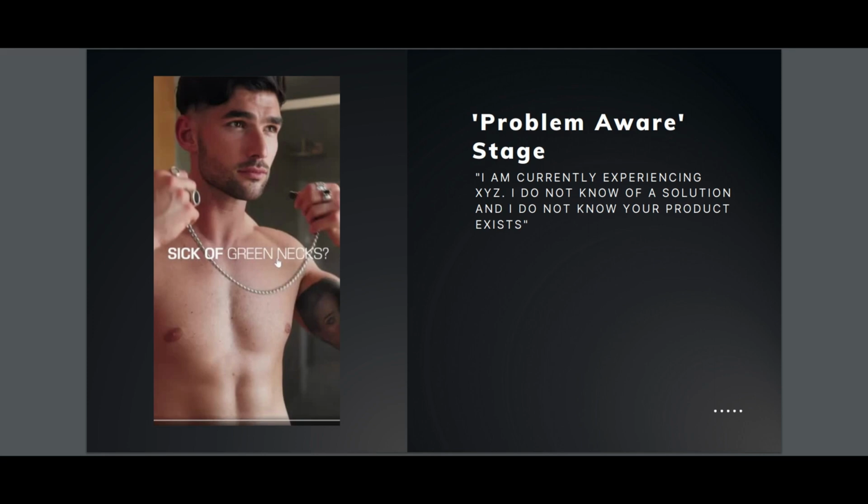It's a really, really big problem. This is directly calling out the problem, sick of green necks, because you get a green neck from some cheap jewelry, etc. Very, very simple. And it's UGC video, and it just basically explains the problem. It'll link the solution to their problem, and then I'll say introduce the product, and then boom, sorted.